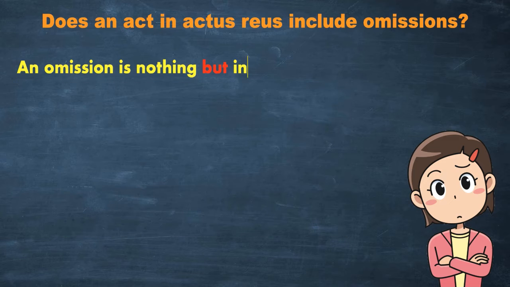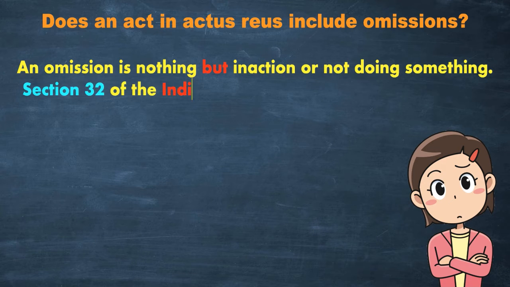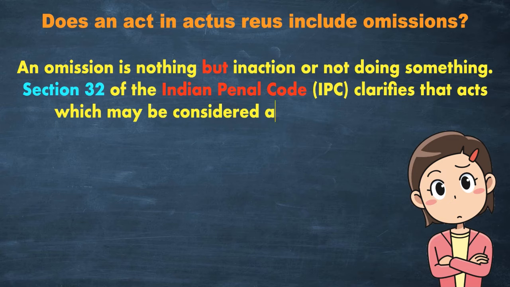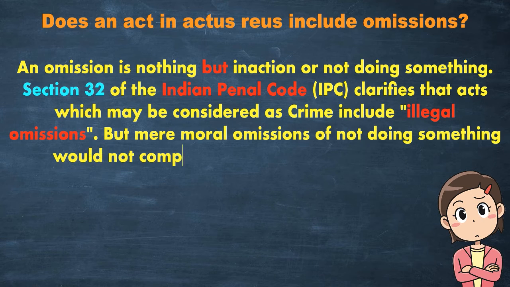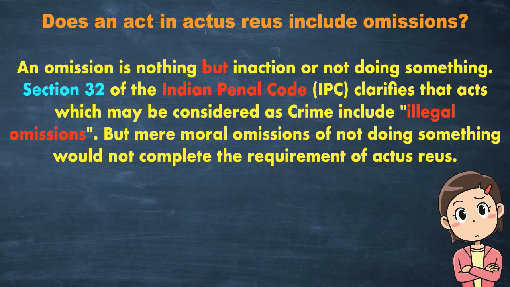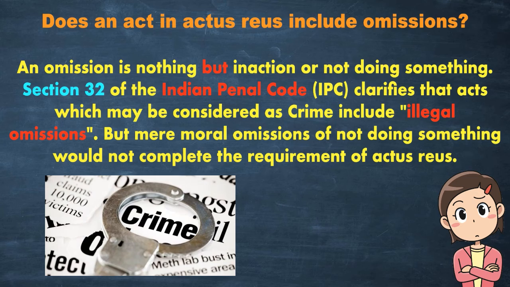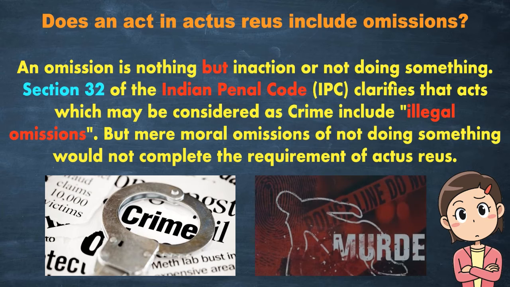An omission is nothing but inaction, or not doing something. Section 32 of the Indian Penal Code clarifies that acts which may be considered as crime include illegal omission. So it is a crime.